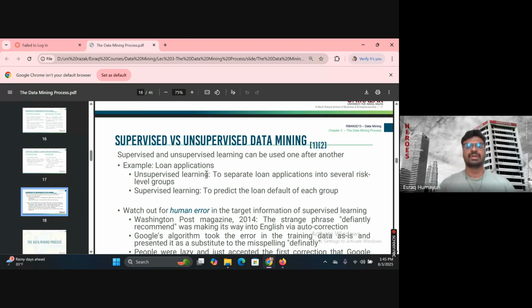Now let's see a scenario of supervised versus unsupervised data mining. Supervised and unsupervised learning can be used one after another. Example, loan application: unsupervised learning to separate loan applications into several risk level groups, then a supervised algorithm to predict the loan default of each group. Okay, it's an interesting scenario.